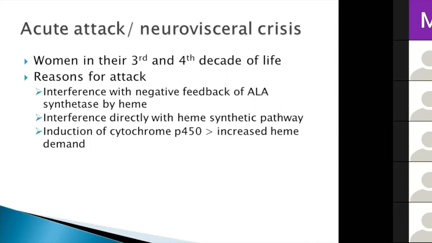The first one is interference with the negative feedback of ALA synthase by heme. The second is interference directly with the heme synthetic pathway. The third, and the commonest in our department, is induction of cytochrome P450, which leads to increased heme requirements.